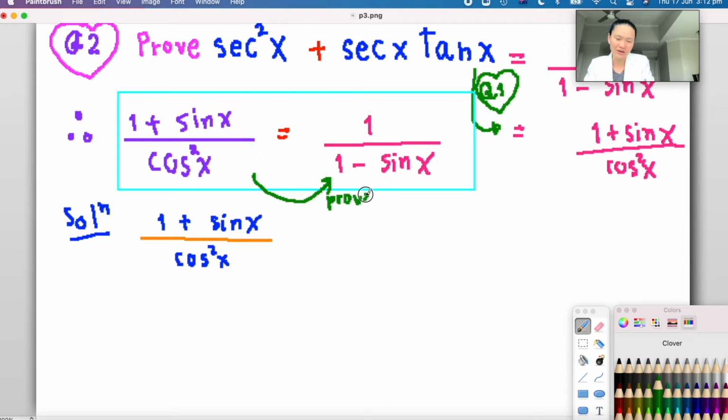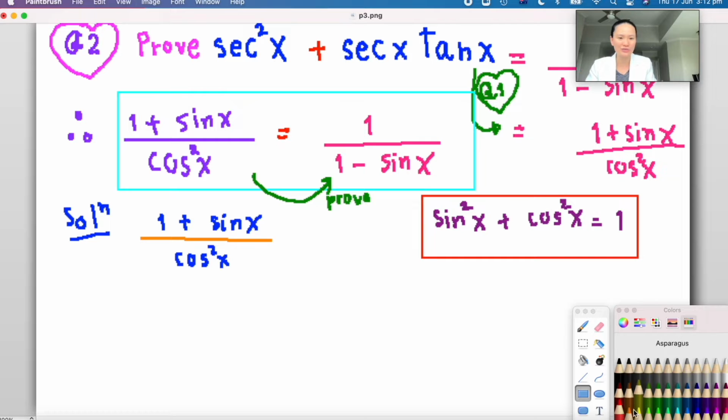How? First, I'm going to apply this rule. Do you remember what I just taught you? Sine x squared plus cos x squared equals 1. Okay, apply this rule first. I'm going to write it down here. These are our rules. So if I would like to link with cos x squared here, I'm going to apply this rule here.